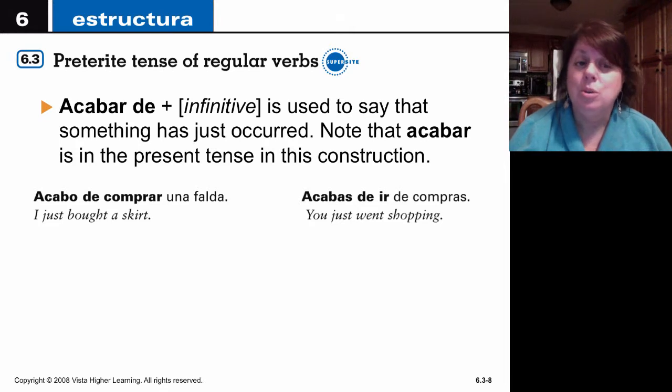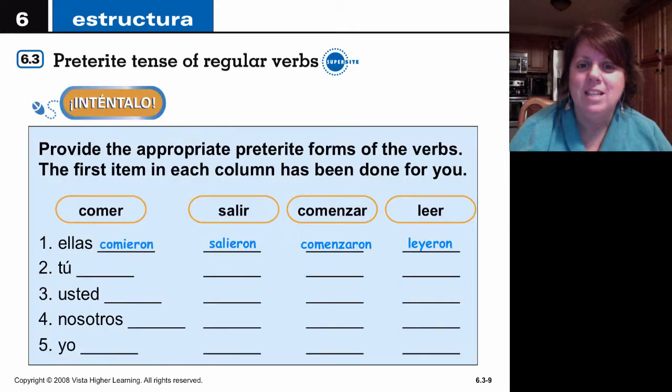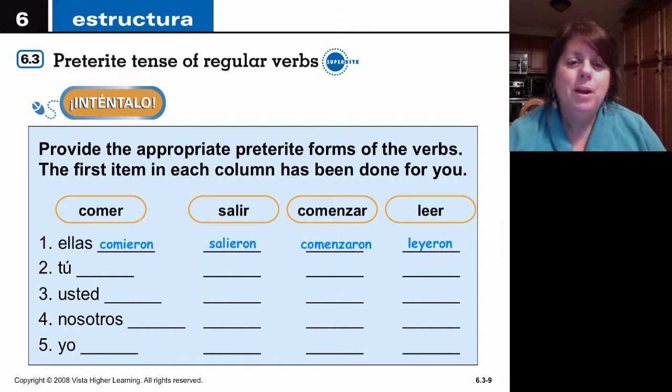Okay, now let's do one exercise and then you're done with this activity. The preterite tense of regular verbs, you are going to give me the right tense for ER verbs like comer, the verb comer, salir, comenzar, and leer. Okay? So you go ahead and fill out this chart and then you are done with your homework.